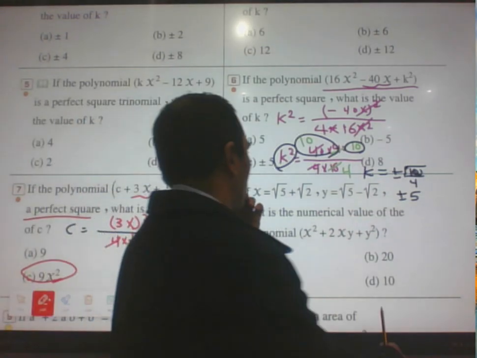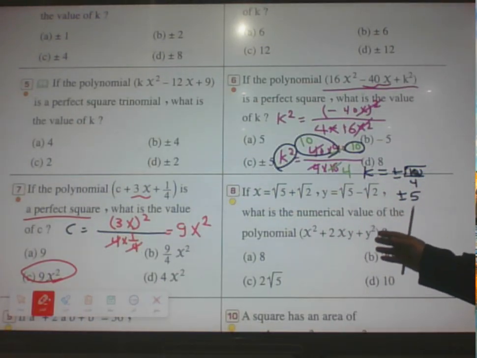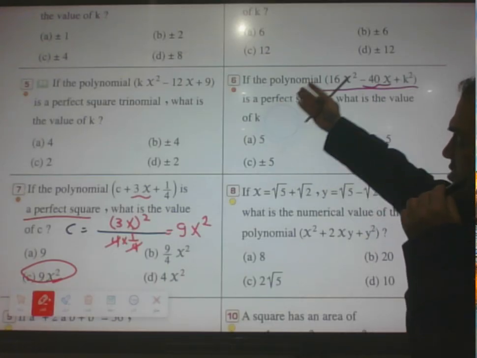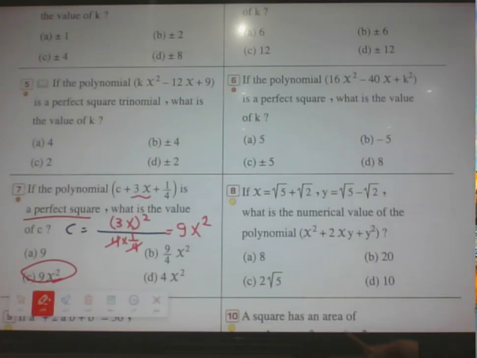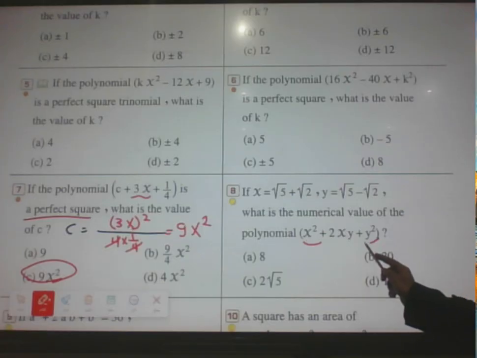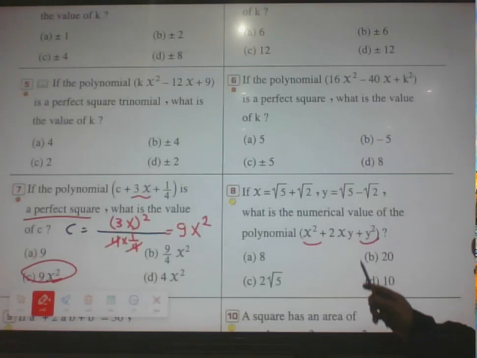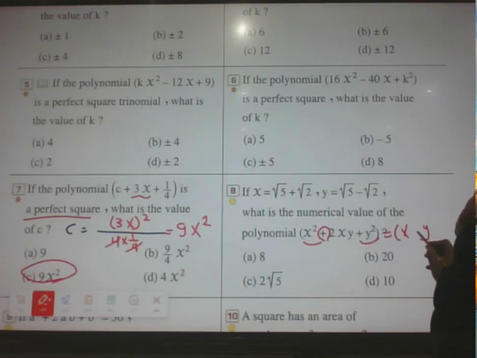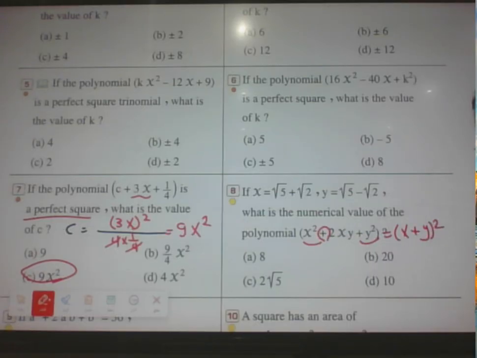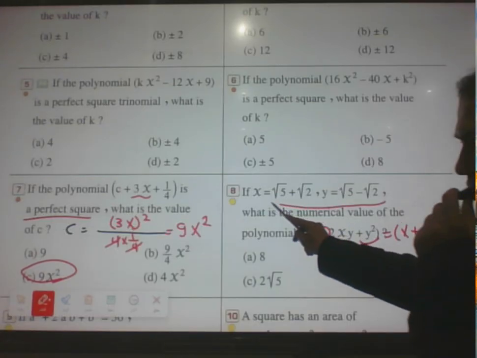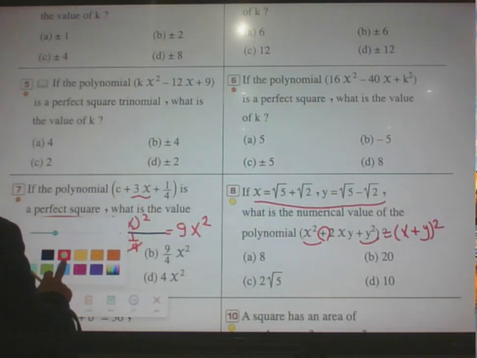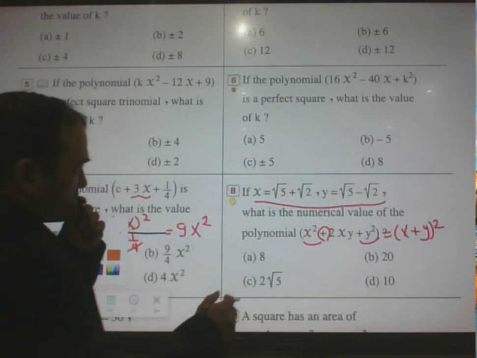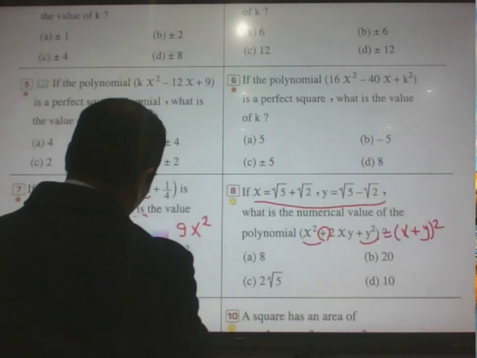Next question, we have x and y here. What is the value of the numerical expression? This expression we call a perfect square, because we can find the square root of the first, the square root of the third, and the middle equals 2 times the square root of the first times the square root of the third. You can simplify it, right? Square root of the first, square root of the third, with the sign of the middle, positive, all squared. Then we add x plus y and simplify. And the answer we must write squared.